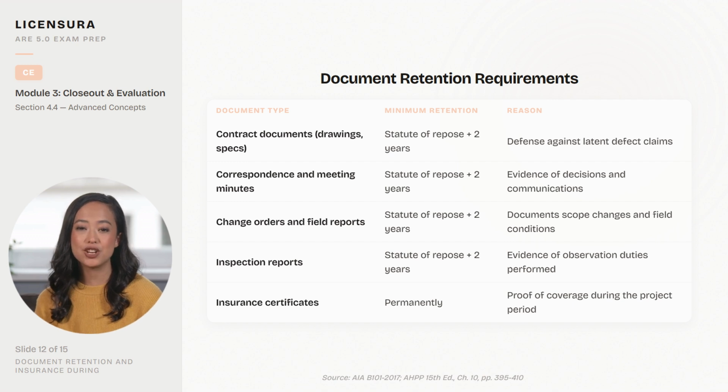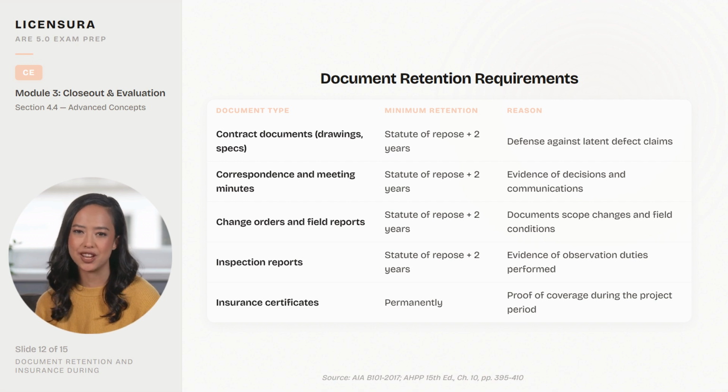This document retention requirements table specifies how long different project records should be maintained after completion. Contract documents should be retained through the statute of repose period, often 10 to 15 years. Correspondence and field reports should be kept for the same period. Financial records may have shorter requirements, but should align with the liability period. Insurance policies and certificates should be kept permanently.